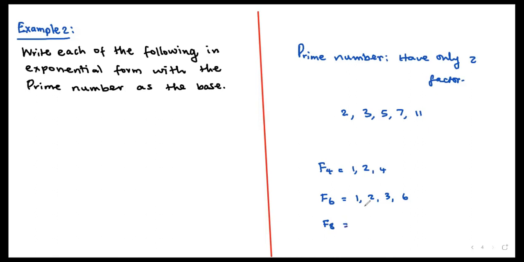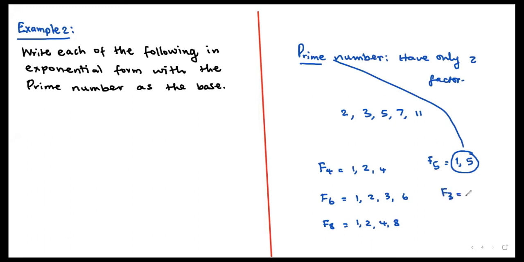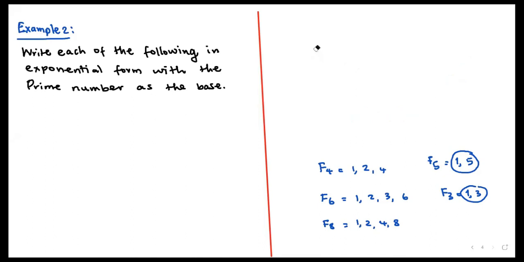Factors of 8, we have 1, 2, 4, 8. Okay, so what about factors of 5? 1, next, 5. Now you see this has only 2 factors. So we say that it is a prime number. You understand? Look, factors of 3. What are factors of 3? 1, 3. Only 2 factors. So we say that this is a prime number. So this is what we call prime numbers. How do you call prime numbers in Thai?